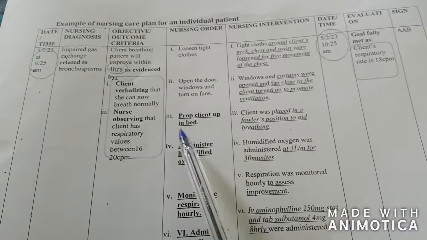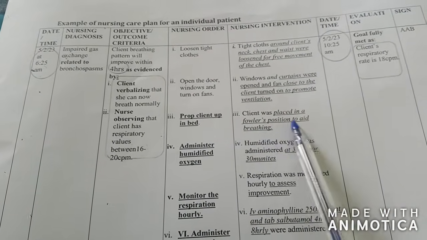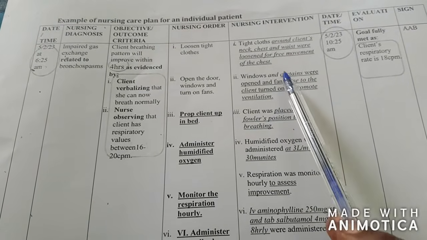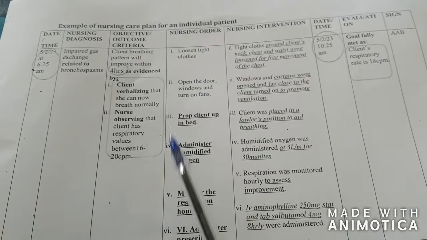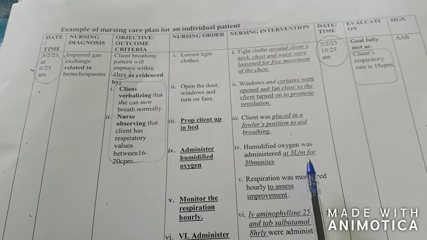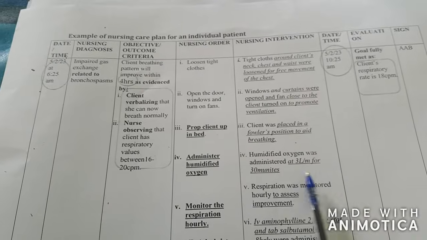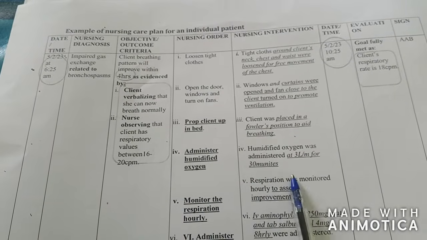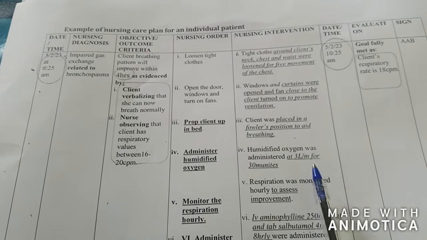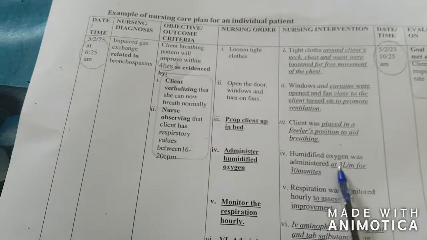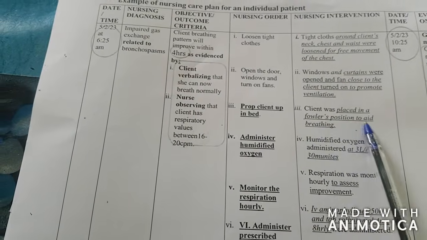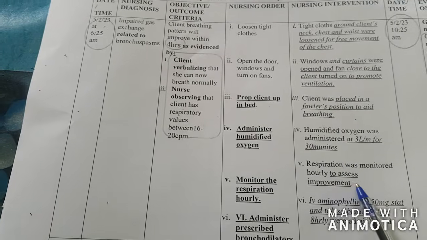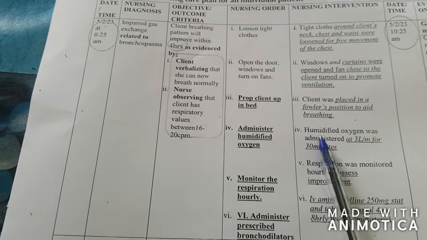Let's see another example. Prop client up in bed. Client was placed in a Fowler's position to aid breathing. So you see, you always add more words to what is in the order, and it's also in past tense because we only write the intervention after the order has been carried out. That is why you know how you did it and you have to add it. So now let's come to another thing. This is just underlined. That is what adds more words to the order. That should give you the full mark.